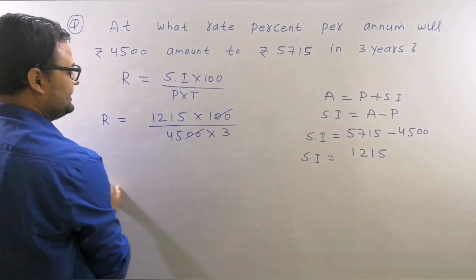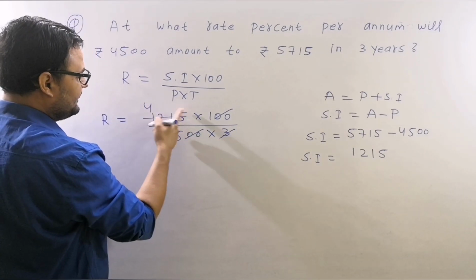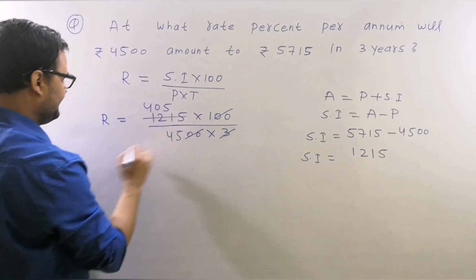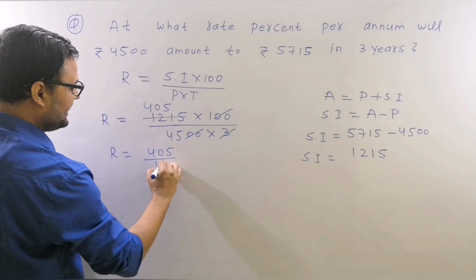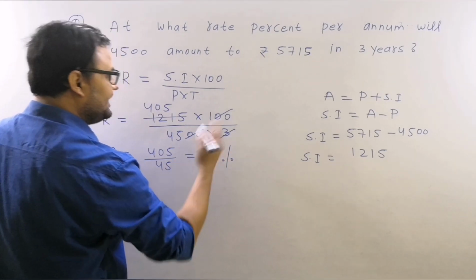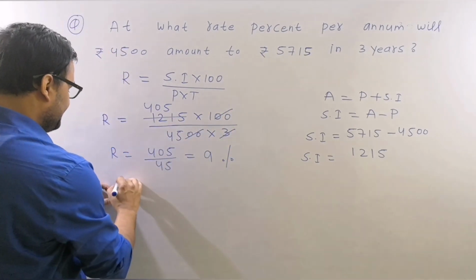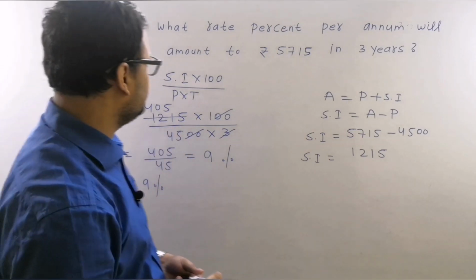The 20s got cancelled. Now 3 4s are 12, then 1 5, it means 0 5. So rate I got 405 by 45, and when we simplify we got 9%. Rate always comes in percentage, so the rate for this question is 9%.